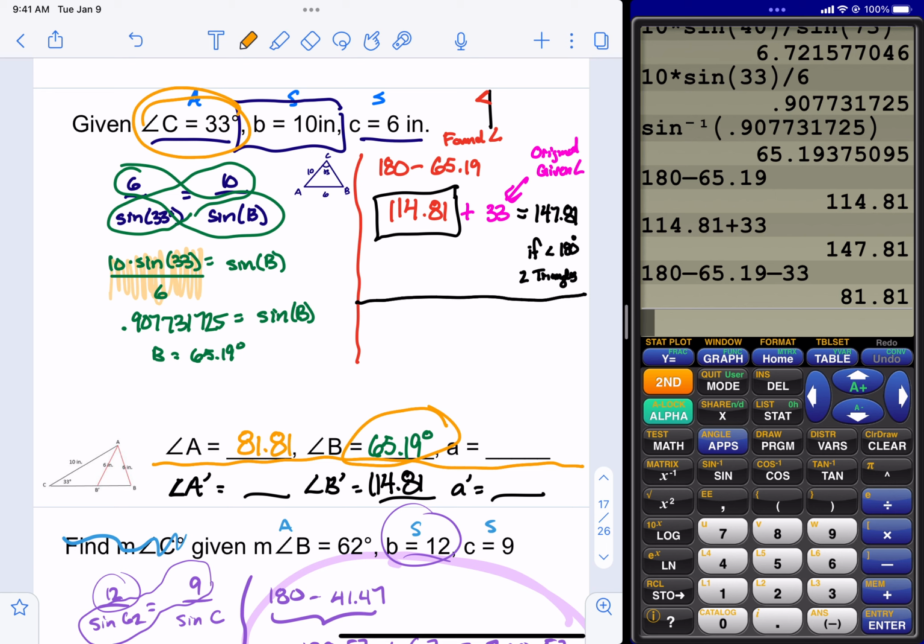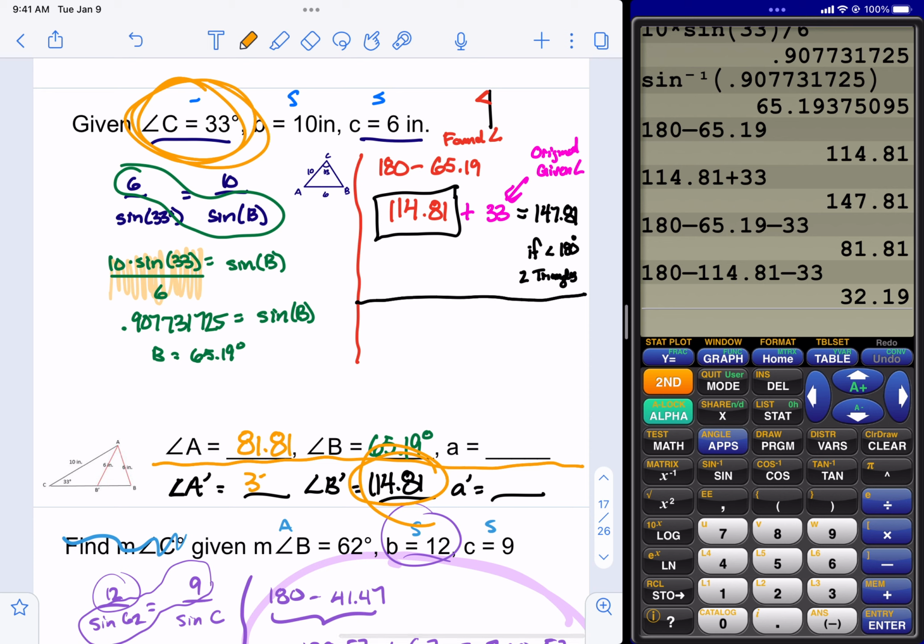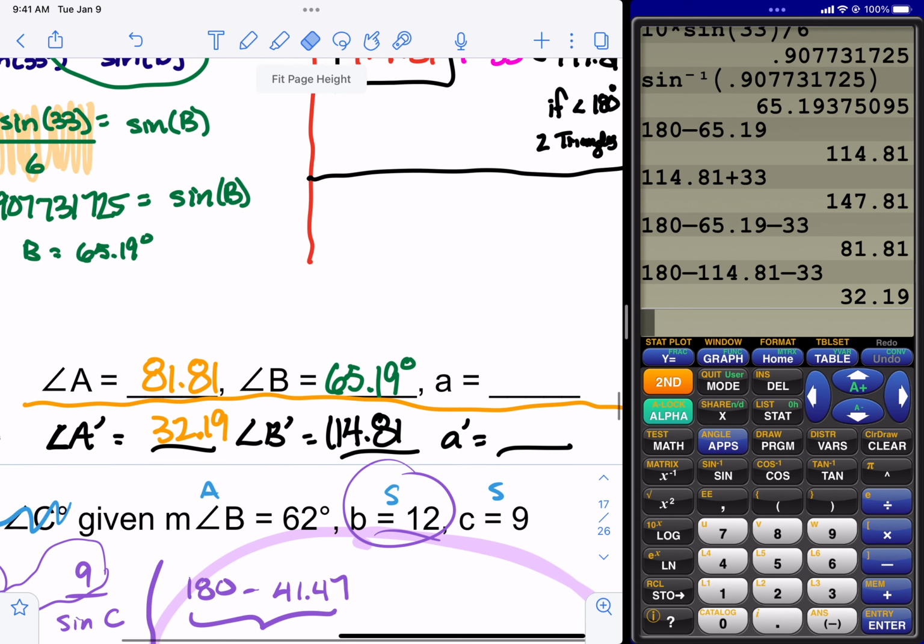So in this situation, we don't ever use any piece of information from one triangle to help us get to the other one. Likewise, angle C again is our given angle. So we can use that angle with this 114 to figure out what A prime is. So again, 180 minus 114.81 minus that 33 is going to give us 32.19.